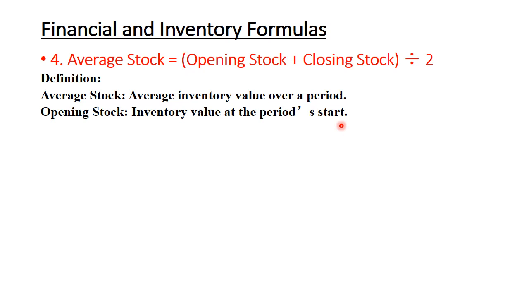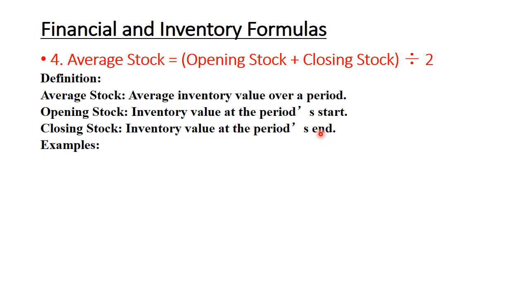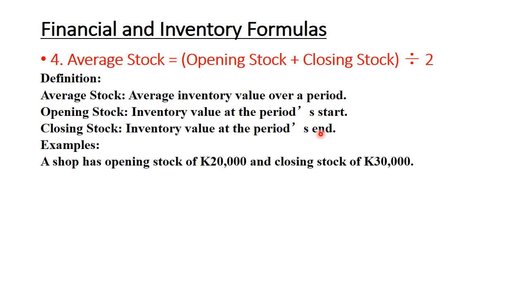That's your opening stock. Okay, the closing stock is the inventory value at the period's end. So by the end of the year, when 2025 ends, how many chinos do you have? You have 2. So now you do 10 plus 2, you get 12, right? Then you divide that by 2, you get 6. That's your average stock.